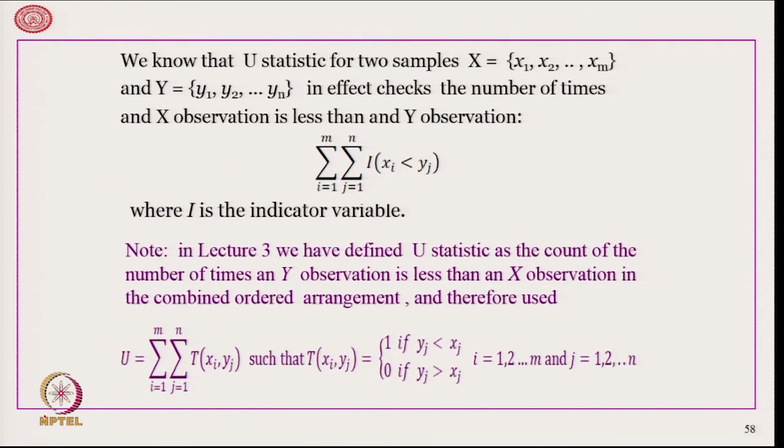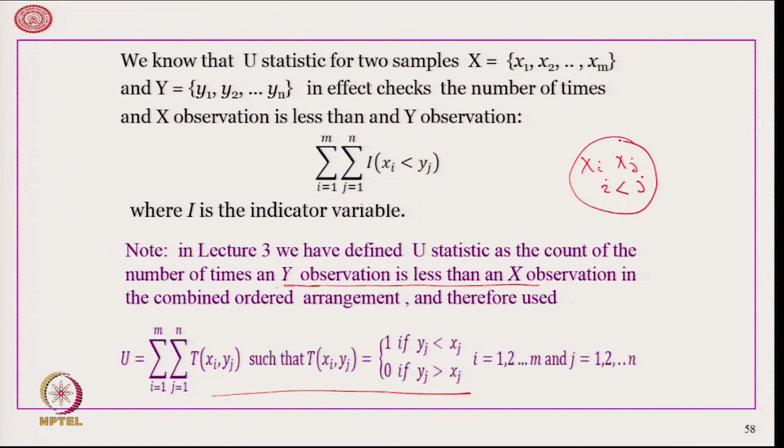I am giving a slightly different notation so that you do not get confused. In lecture 3 we defined the U statistic as the count of the number of times a y observation is less than an x observation. That is what we did there, and therefore we got this formula. If you want, you can go and check your lecture note 3, but here the difference is that they are ordered. That means, when I am talking about x i and x j, basically i is less than j.